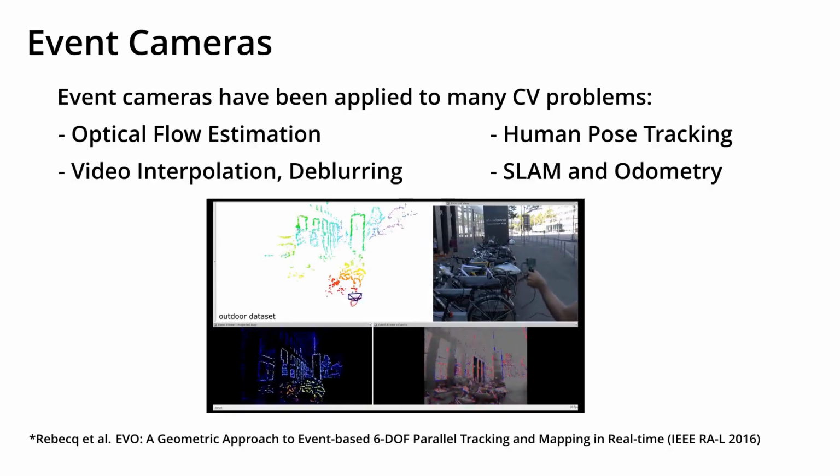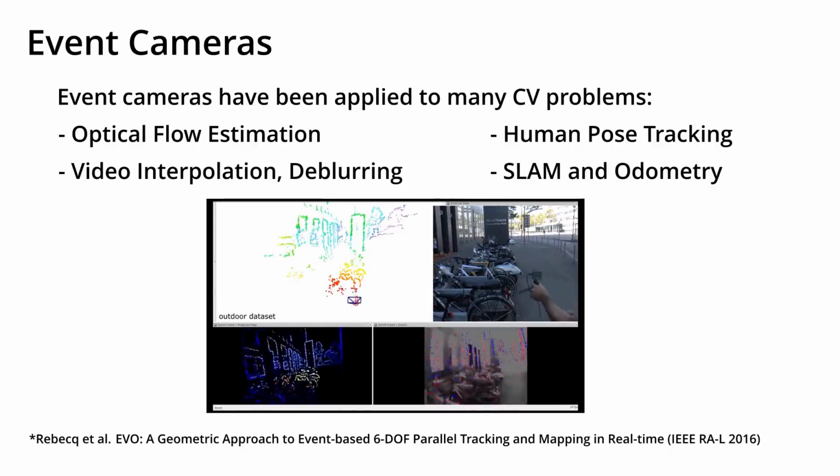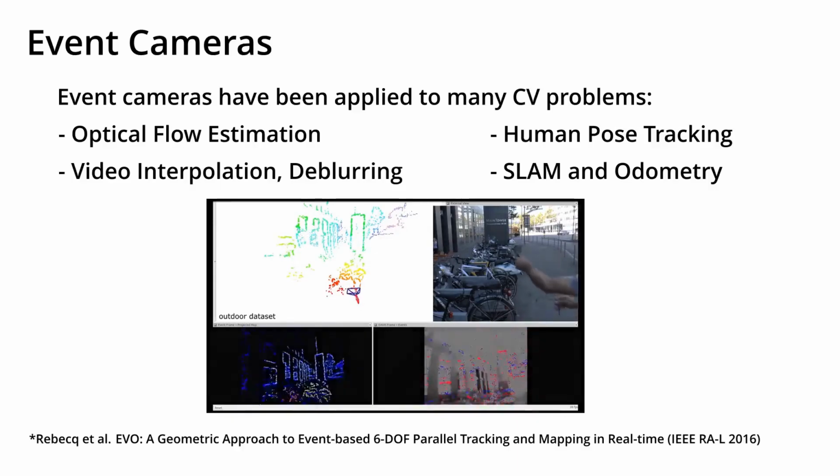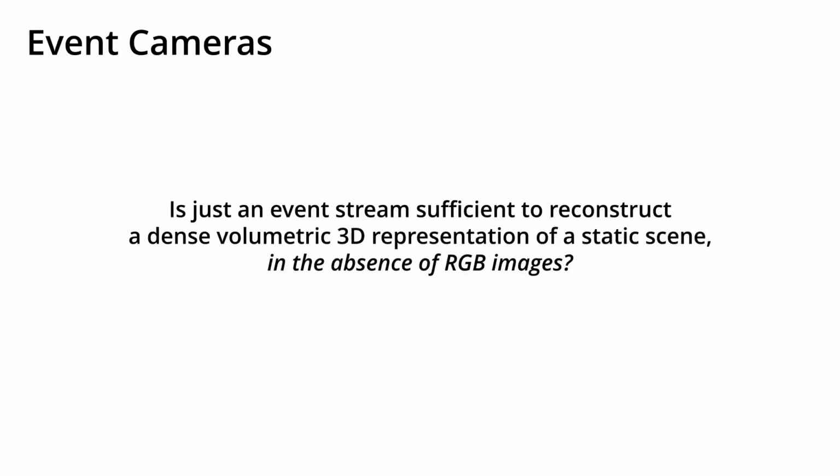Such sparsity is a limiting factor in many cases, especially in computer vision and graphics, and it has not been addressed satisfactorily so far. The research question we address in this work is whether just an event stream from an event camera moving around the scene is sufficient to reconstruct a dense volumetric 3D representation of that static scene in the absence of RGB images.